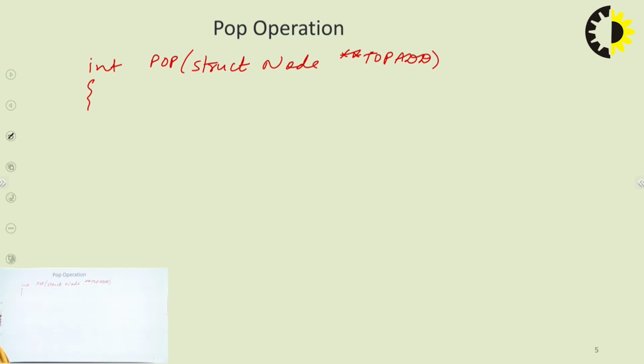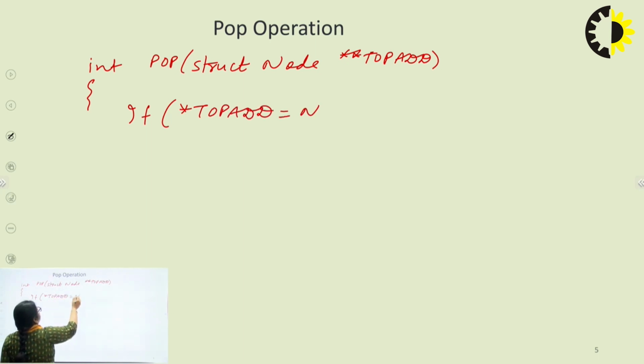Now what will happen? We will check, is there any element? It may be the case that it is an empty stack or some data is present. If it is empty, if star top address is null, okay, then return -1.